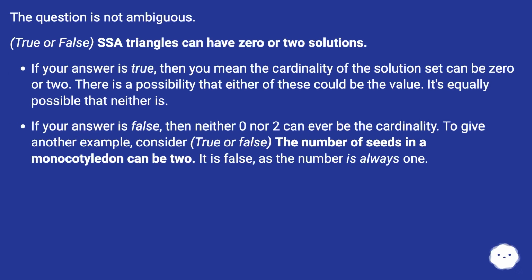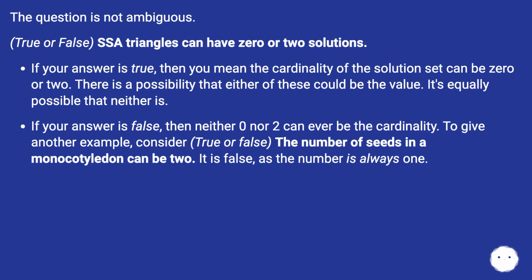The question is not ambiguous. True or false, SSA triangles can have 0 or 2 solutions. If your answer is true, then you mean the cardinality of the solution set can be 0 or 2. There is a possibility that either of these could be the value. It's equally possible that neither is. If your answer is false, then neither 0 nor 2 can ever be the cardinality.